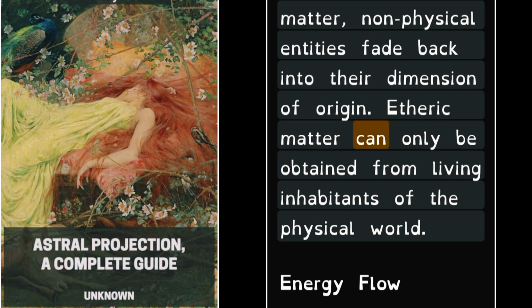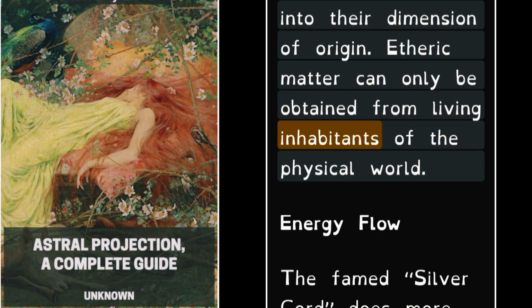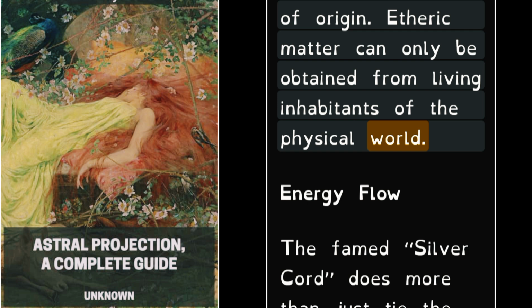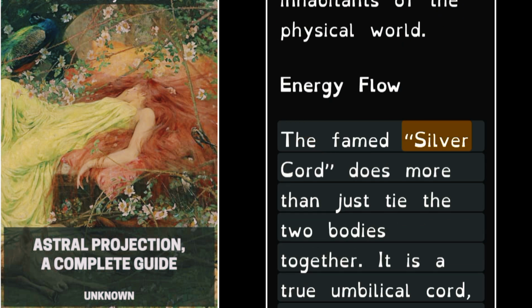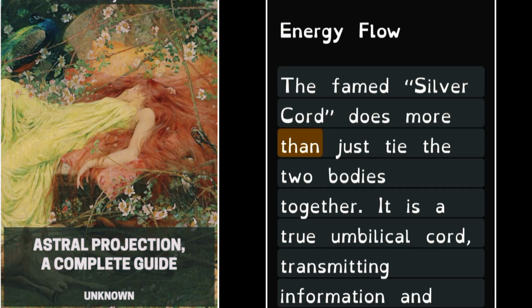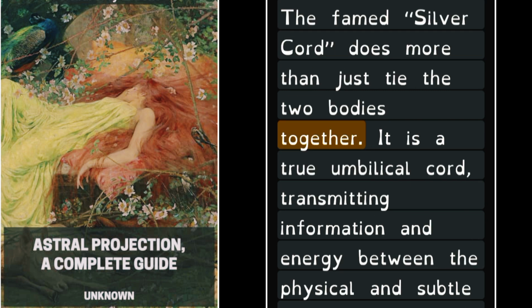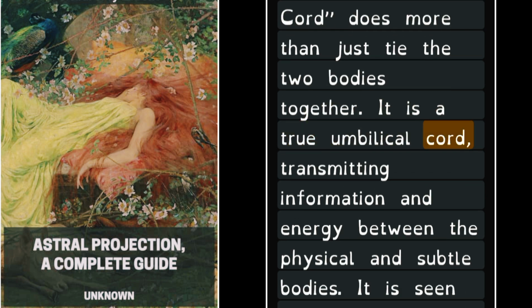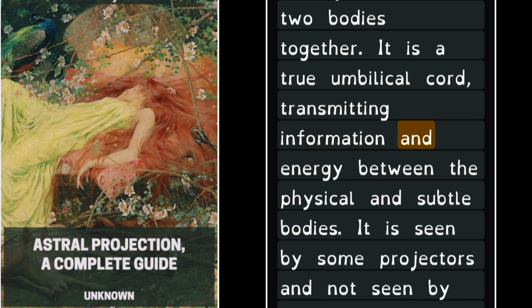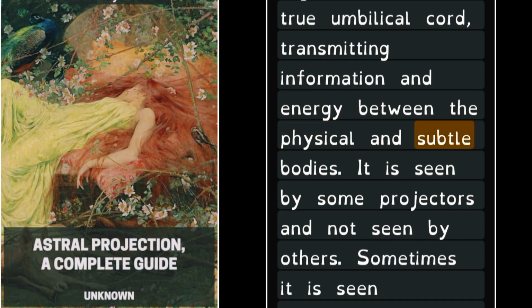Etheric matter can only be obtained from living inhabitants of the physical world. Energy flow. The famed silver cord does more than just tie the two bodies together. It is a true umbilical cord, transmitting information and energy between the physical and subtle bodies.